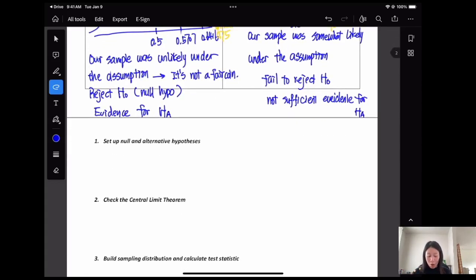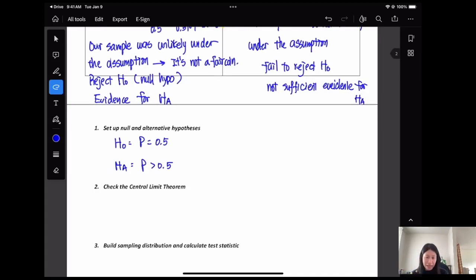Okay, so now let's take a look. How do we set up the null and alternative hypothesis? Earlier, as we said, the null hypothesis is our assumption. Our assumption is that this is going to be a fair coin, so p has to be 0.5. Our alternative hypothesis is something that we are trying to prove, which is p greater than 0.5.